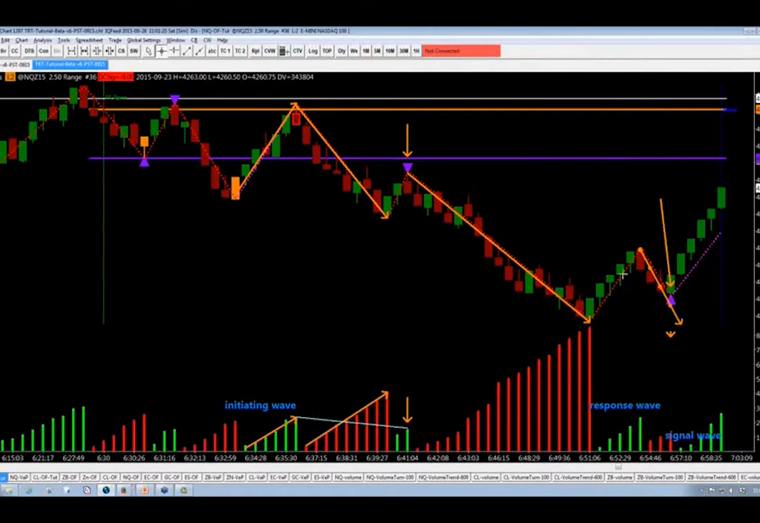The people that shorted here are in trouble. The market's not going down. The wave volume is telling you that there's no longer any interest short. It's now long. Short here, long here.